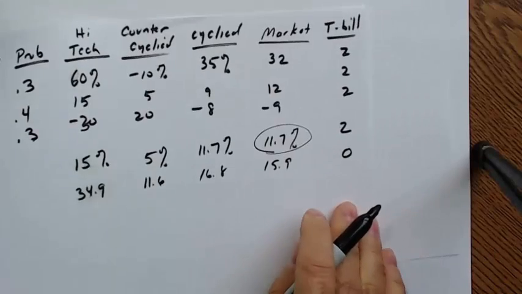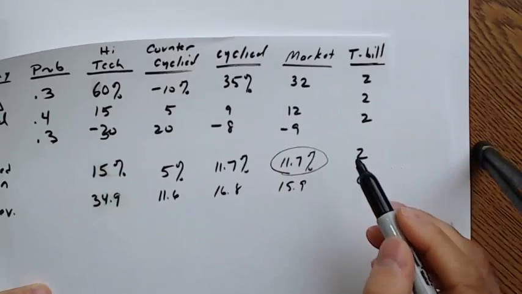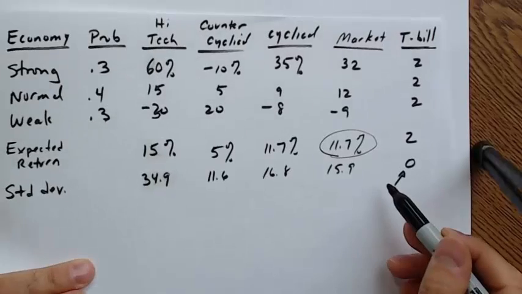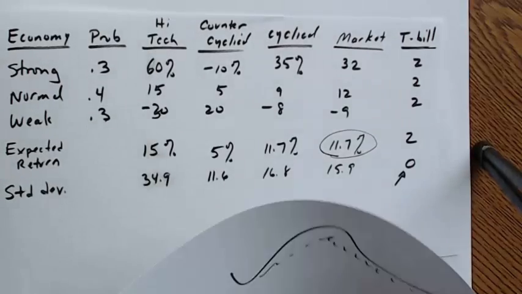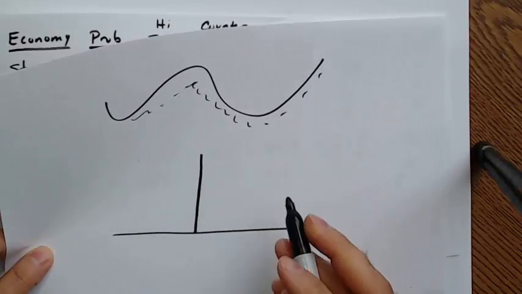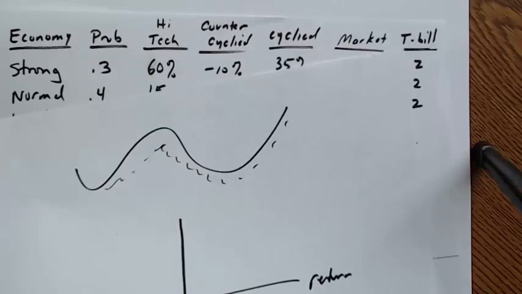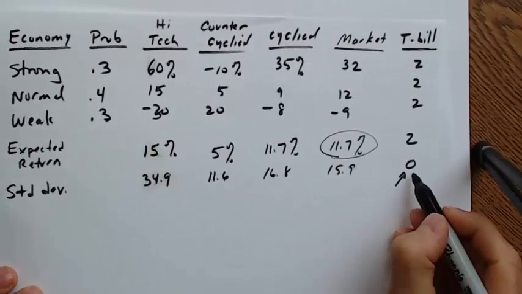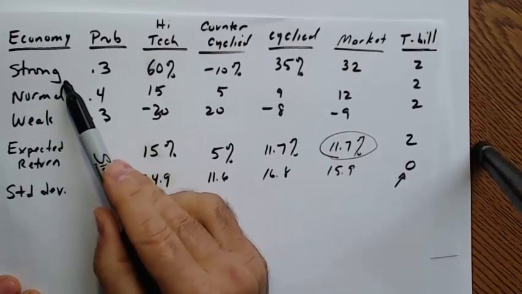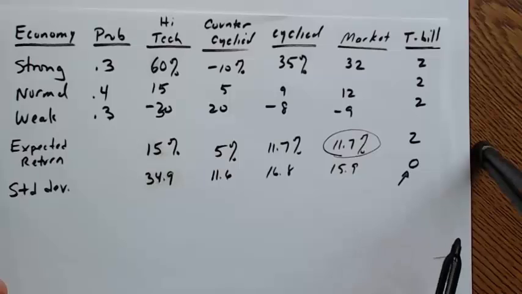The last security that I have here, it's not a stock, it is a security, it's the T-bill. And with a T-bill, we've talked about T-bills having no risk. There it is. That says no risk. It has a standard deviation of 0. So when you have a standard deviation of 0, you're looking at a distribution that looks like this. There is no spread. You're going to get 2% in this case. Here's the return. There is no spread in the distribution. And that's what this is telling you. What you see is what you're going to get. It doesn't matter if the economy is strong, normal, or weak. You're going to get 2%, 2%, 2%. That is the definition of risk-free.